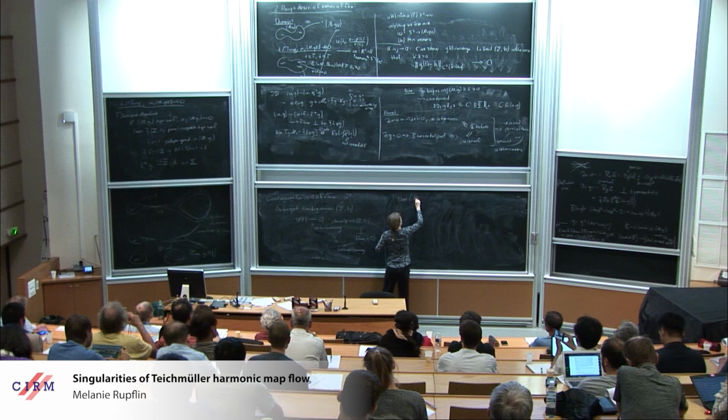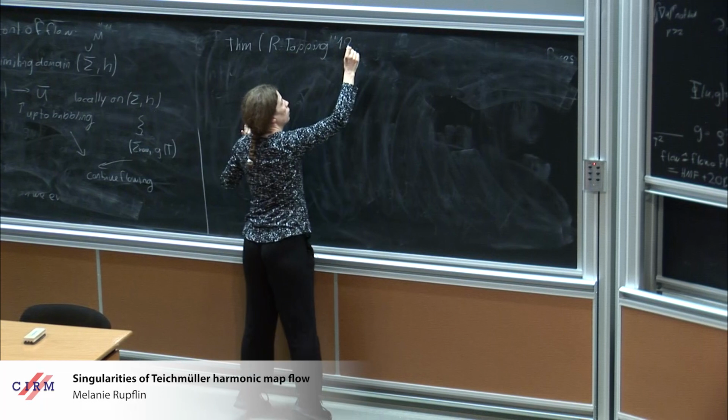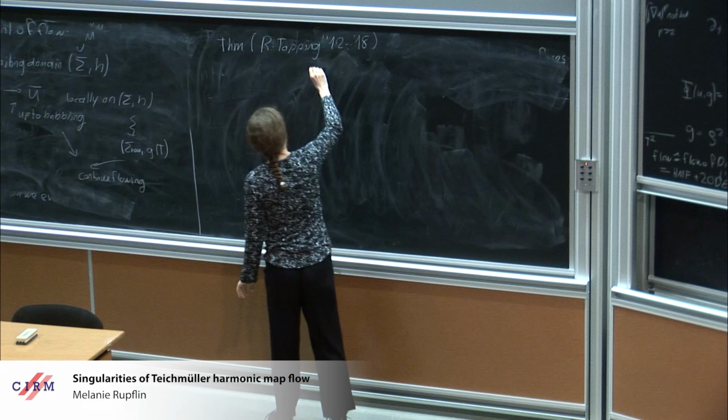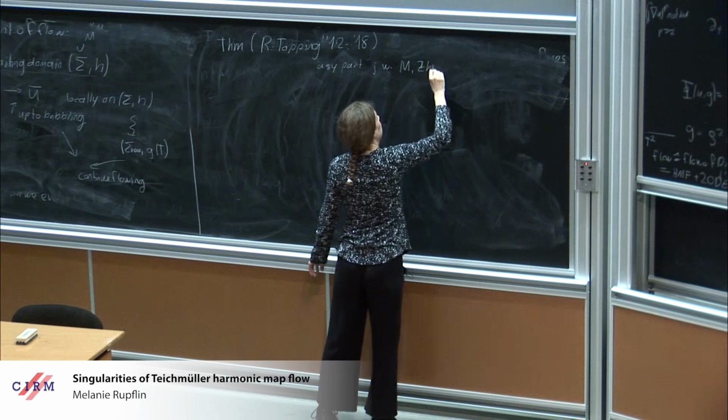So this is joint work, as I said, with Peter Topping, starting in 2012. The last paper was finished in 2018. And for the asymptotics part, it's also additionally joint with Miaomiao Zhu and with Tobias Huxol.